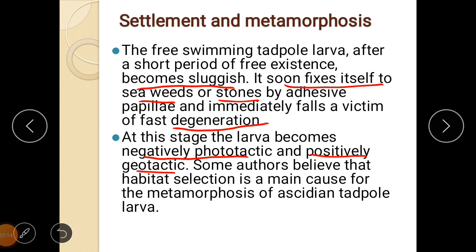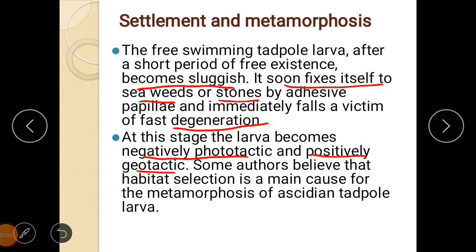Simple. See, when the young larva develops from the embryo, they are actually positively phototactic and negatively geotactic. But at the end of the larva stage, when they undergo retrogressive metamorphosis, they are negatively phototactic and positively geotactic. Phototactic means light loving, and geotactic means towards the gravity, which we call geotactic.